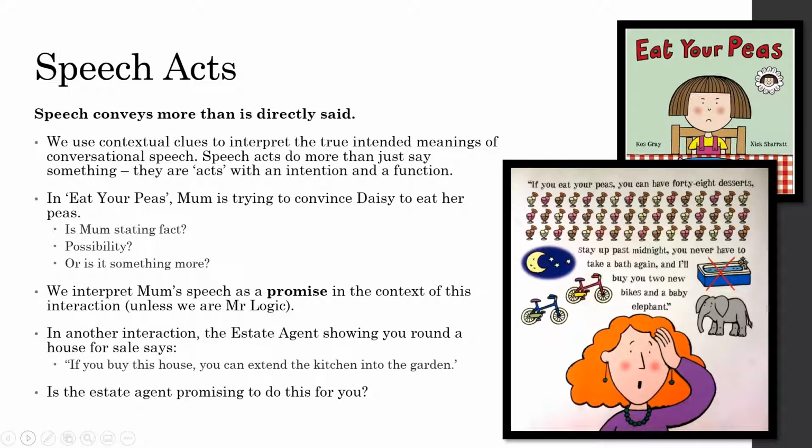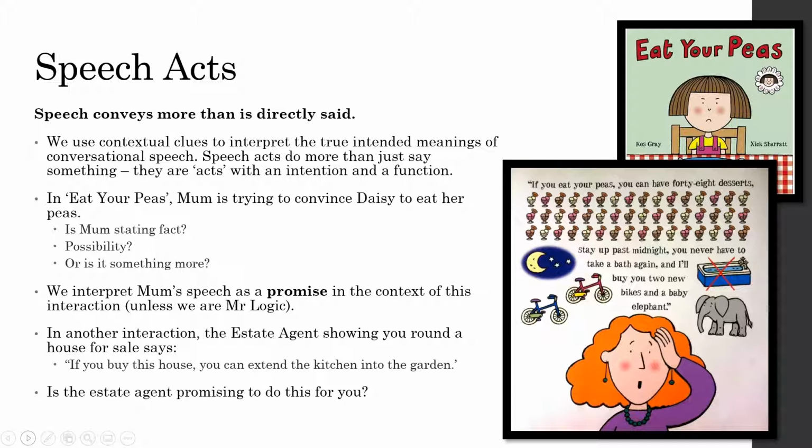Here's an example of what we call a speech act from the classic piece of literature Eat Your Peas by Kes Gray and Nick Sharratt. It's a bedtime classic, and it gives you an example of how a speech act conveys more than is directly said. In this classic piece of literature, Daisy will not eat her peas. And so as you can see from the page that's been pasted in the picture there, Mum says, "If you eat your peas, you can have 48 desserts, stay up past midnight, you never have to take a bath again, and I'll buy you 2 new bikes and a baby elephant."